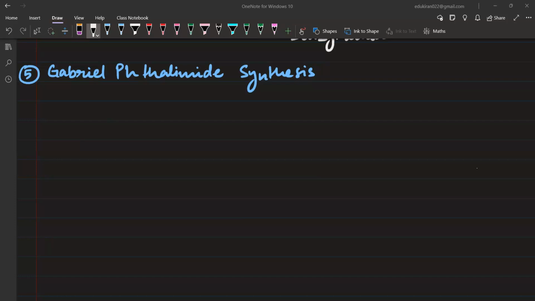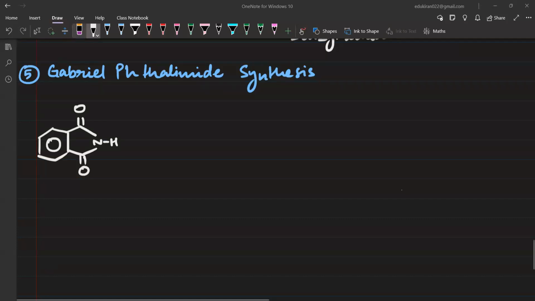So you will get a compound which looks like this. I think we have done this in the last lecture only. Benzene ring, NH, C double bond O here, and C double bond O here. Now this hydrogen atom attached to the nitrogen atom is quite acidic because if you remove the hydrogen, the nitrogen will get a negative charge. This negative charge will be stabilized by these oxygen atoms, and further stabilized by resonance in the benzene ring. So this NH is quite an acidic hydrogen atom.